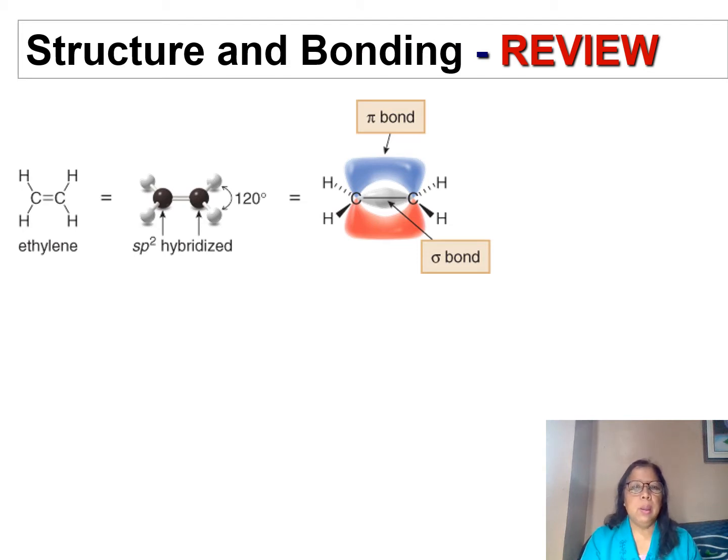Okay. Your ethylene is shown in this condensed formula. In the ball and stick formula, it is illustrated as this. And then for the electron cloud formula, you could illustrate it as this.